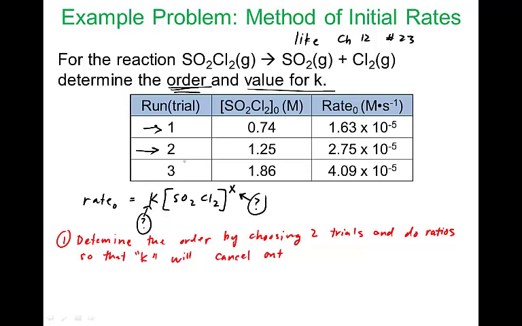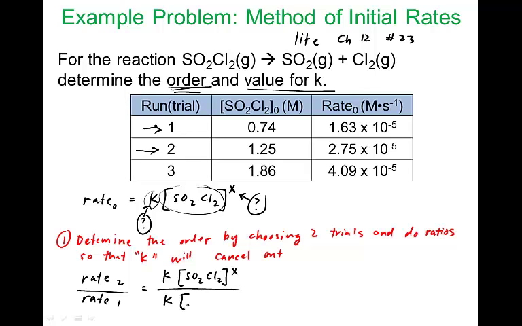And we're going to put rate of 2. So it's a clever method in order to have a number here, because the K is going to be the same for all these trials. And so it allows K to basically drop out, and you could solve for just the exponent. So we're going to put rate 2 over rate 1 equals K, this is for rate 2, and rate 1 X.